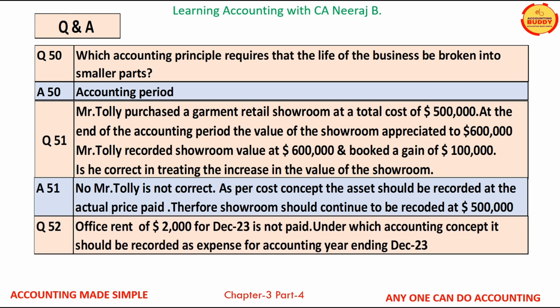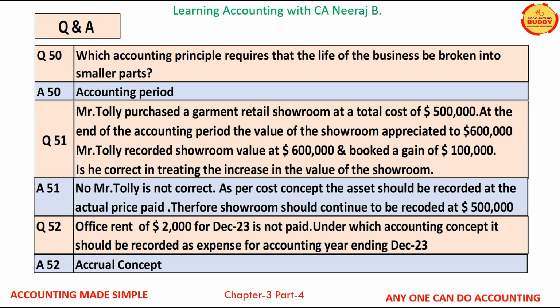Question number 52. Office rent of $2,000 for December 23 is not paid. Under which accounting concept it should be recorded as expense for the accounting period December 23? The answer is accrual concept.